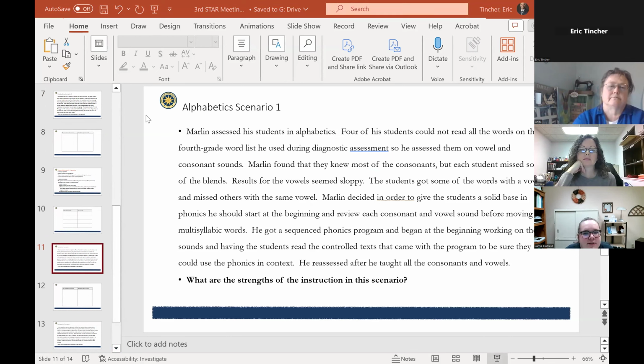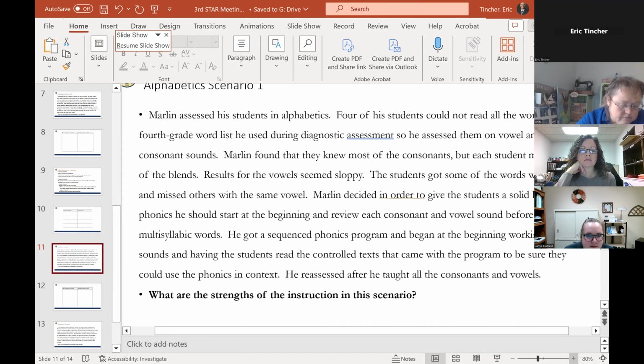Marlon assessed his students in alphabetics. 4 of his students could not read all the words on the 4th grade word list he was using during the diagnostic assessment, so he assessed them on vowel and consonant sounds. Marlon found that they knew most of the consonants, but each still missed some of the blends. Results for the vowels seemed sloppy. The students got some of the words with a vowel and missed others with the same vowel.